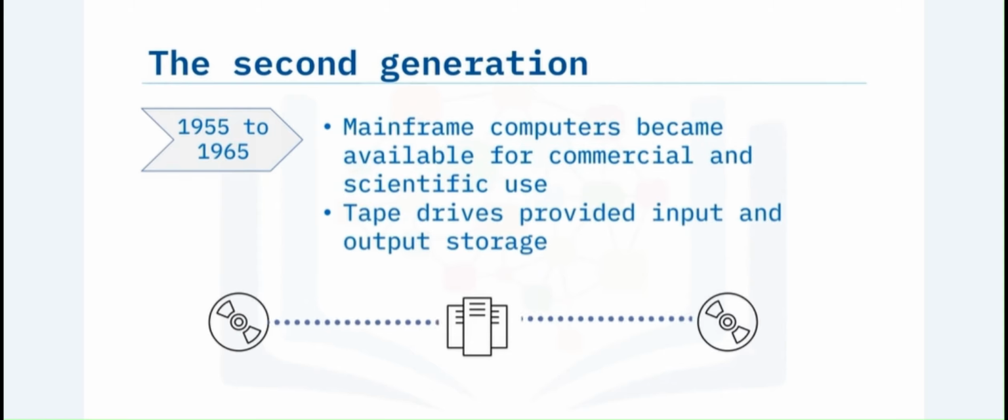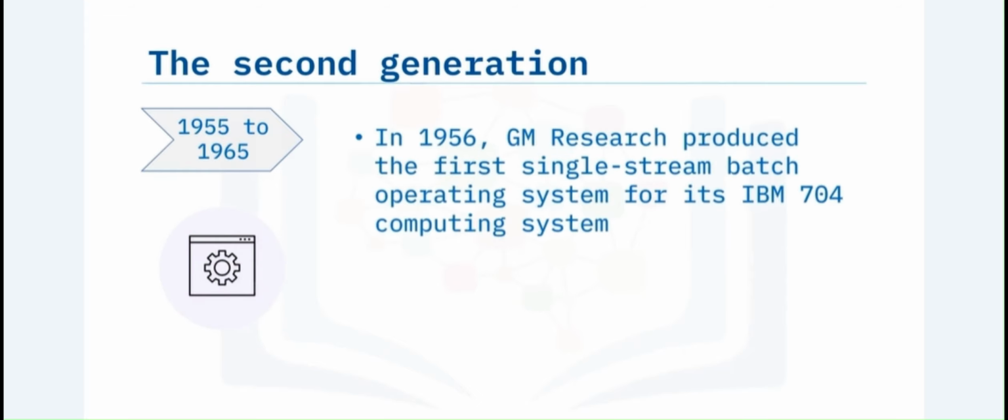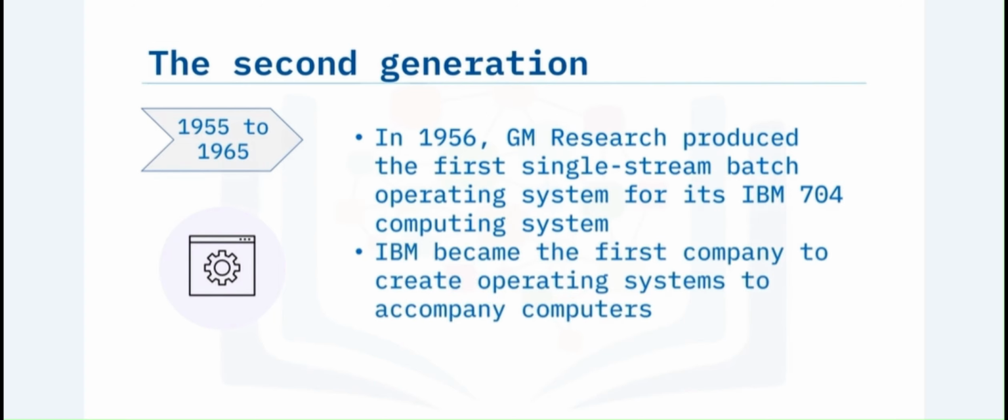During the second generation of operating systems, mainframe computers became available for commercial and scientific use. Tape drives, a relatively new invention, provided input and output storage. In 1956, General Motors Research produced the first single-stream batch operating system, notably for its IBM 704 computing system. Subsequently, IBM became the first company to create operating systems to accompany computers.